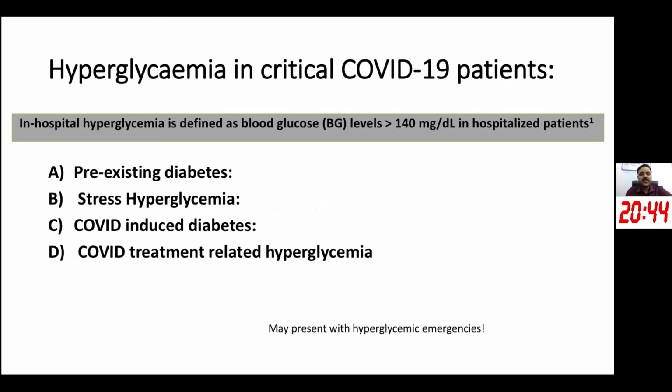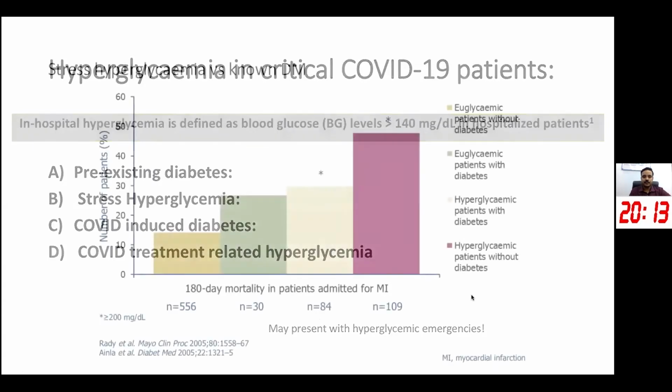So hyperglycemia in critical COVID-19 patients can be of four types. One is that they may have pre-existing diabetes that is aggravated, or there is poor glycemic control. It can be stress hyperglycemia, or it can be COVID-induced diabetes that leads to beta cell dysfunction and hyperglycemia. Fourth is COVID treatment-related hyperglycemia, and that is because of the use of high doses of steroid. And many times they may land up in hyperglycemic emergencies like HHS and DKA also.